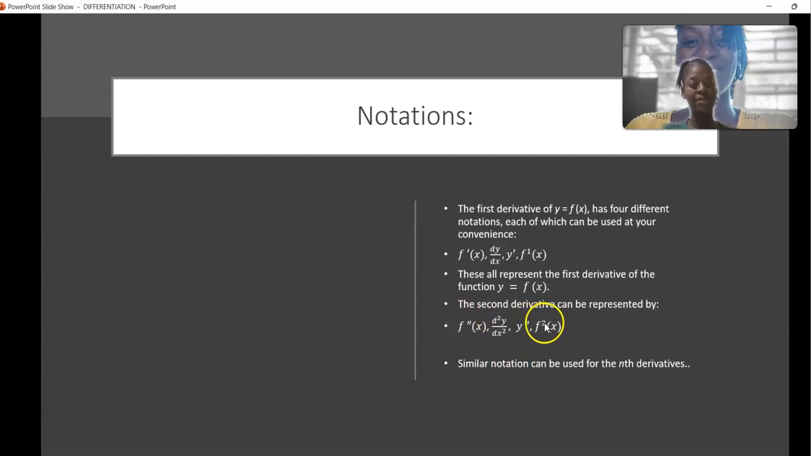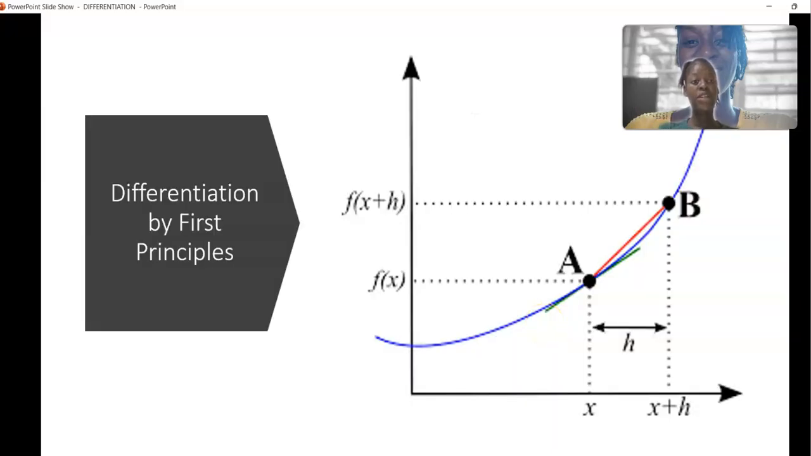Alright, so we have differentiation by first principles, and that is when you choose a point to find the gradient of, and you choose another point that is so close to it. The fact that it's so close makes these two points have the same gradient.